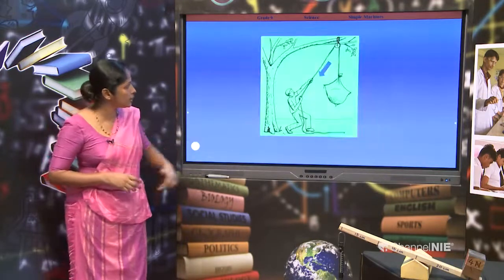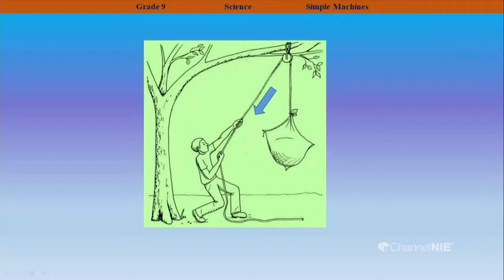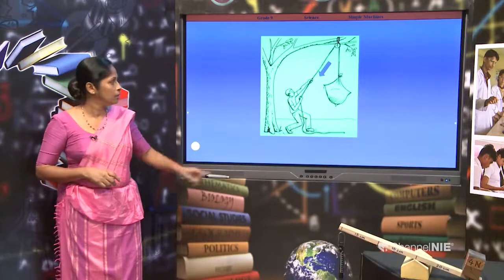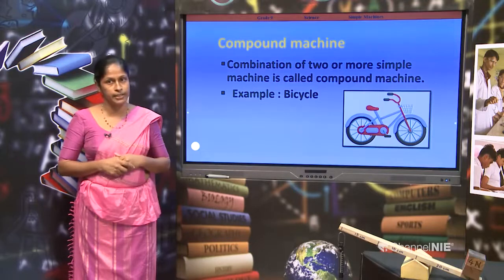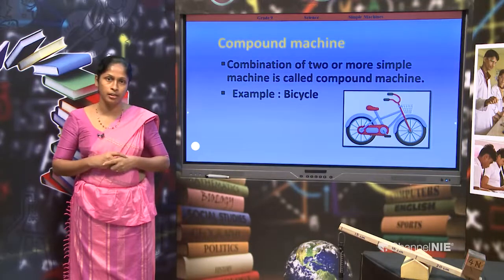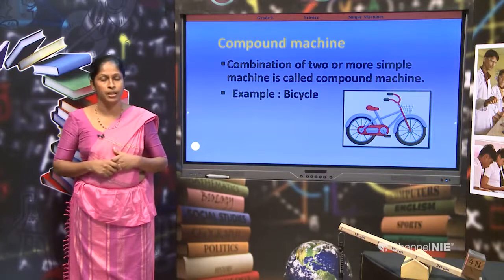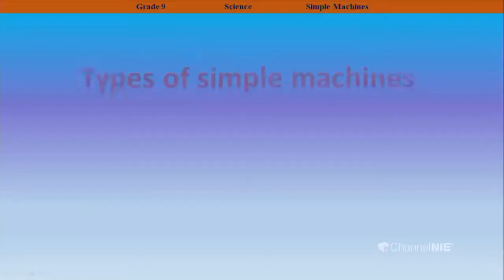Now let us look at the next one. The child is lifting a heavy weight by exerting the force downwards. It is much easier to exert a force downwards than lifting it upwards. This way, the machines make our day-to-day work easier. Finally, simple machines collected together form a compound machine. Every day, we are using these machines for various purposes.